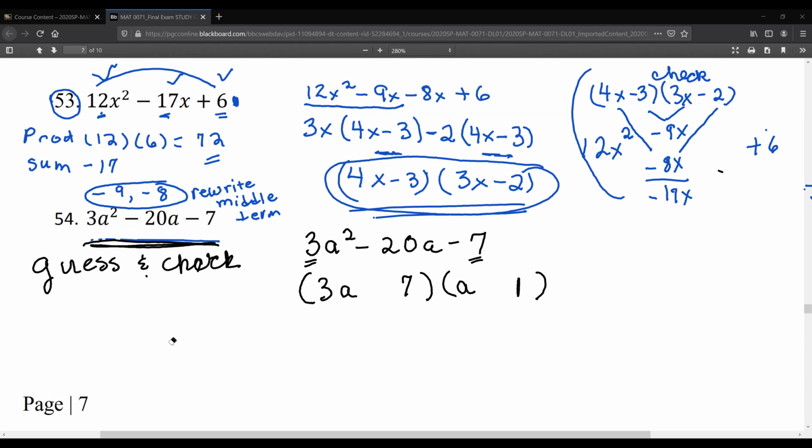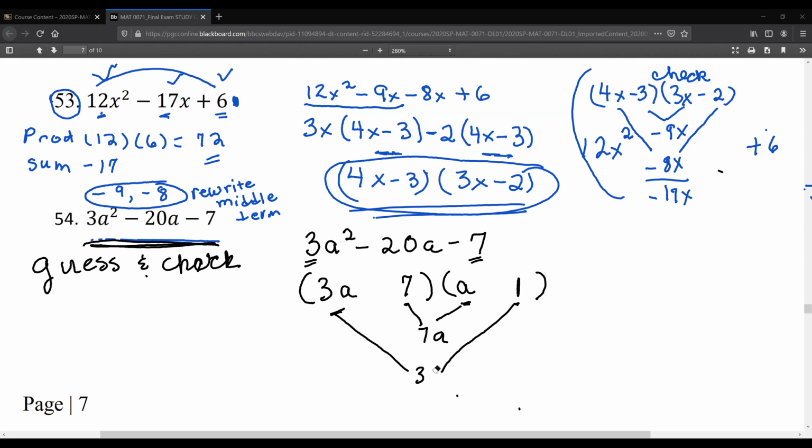All right, so let's check this out. When you multiply the first two terms, 3a times a, you get 3a squared. That's good. Now we have 7 and 1. So let's check the middle term. Is there any way we can multiply these numbers to get the middle term? If we multiply these two inside terms, this becomes 7a. And you multiply your two outside terms, this becomes 3a. There's no way we can add those numbers up, even if we change the signs, to get 20. So that's not going to work. Again, we're guessing and checking.